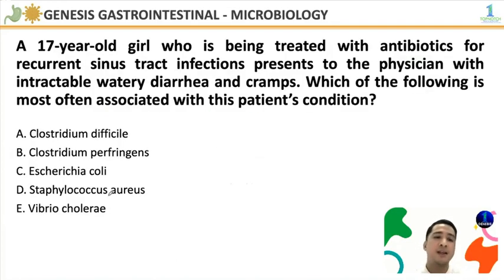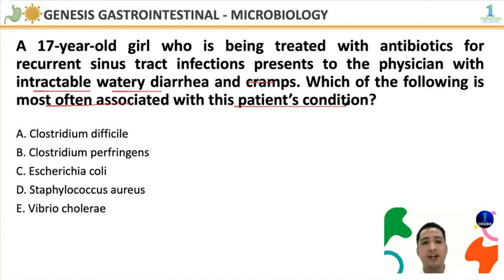infection. Next question: a 70-year-old girl who is being treated with antibiotics for recurrent sinus tract infection presents to the physician with intractable watery diarrhea and cramping. Which of the following is most often associated with this patient's condition? So the patient presents with recurrent sinus tract infection, and you see here that the diarrhea is linked to the treatment the patient received. Most likely the patient is receiving antibiotics.